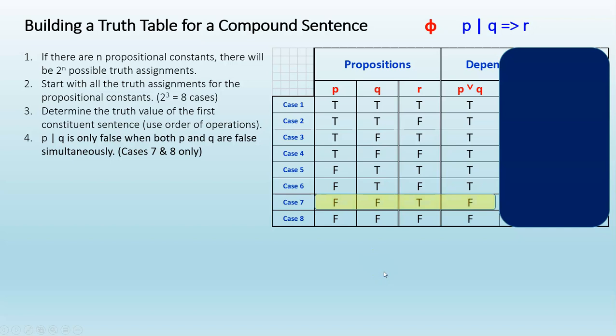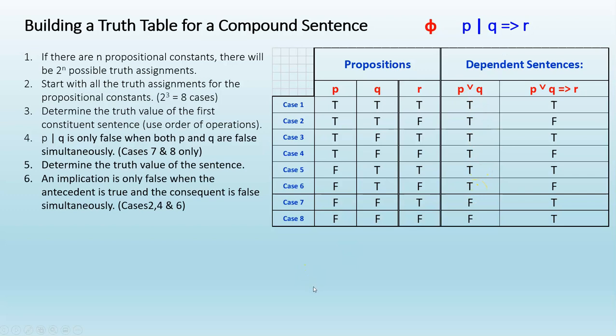All right. Determine the truth value of that first constituent sentence. The first constituent sentence is P or Q. That's what I've written right here. That's the antecedent here in the implication sentence. And remember from our statements, P or Q is only false when both of the disjuncts are false. So where are both P and Q false? The only place is here and here, those 2 cases, 7 and 8. So in only those 2 cases will the disjunction be false. Every other case it's true.